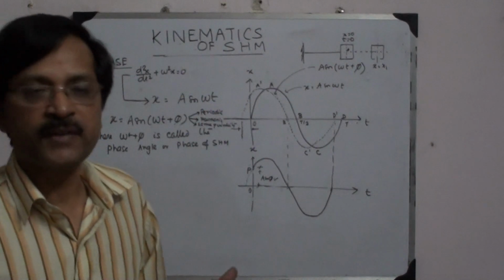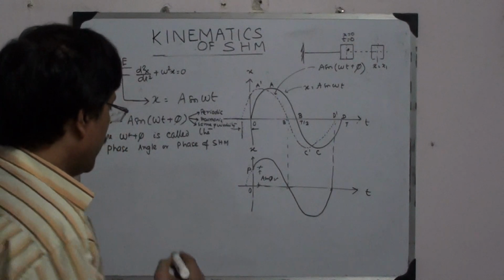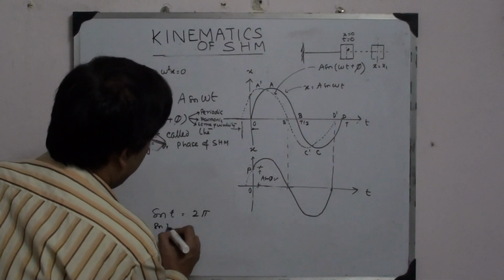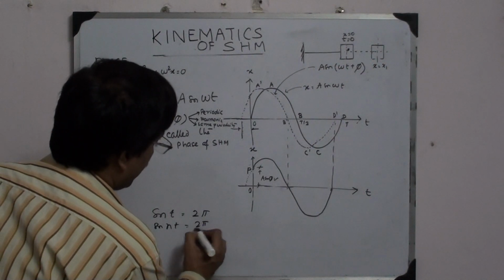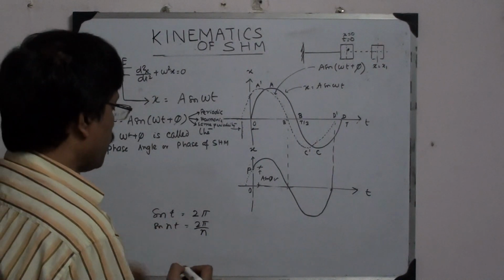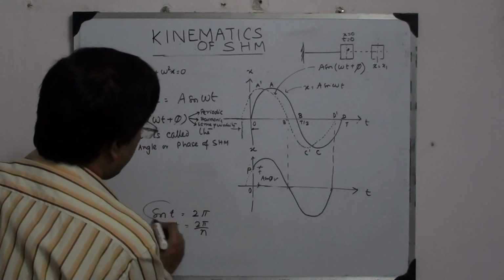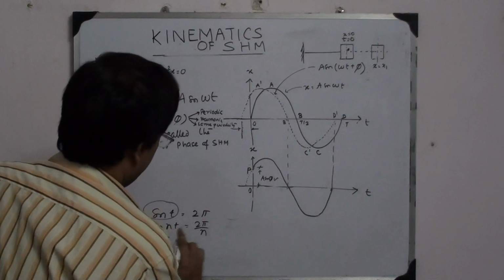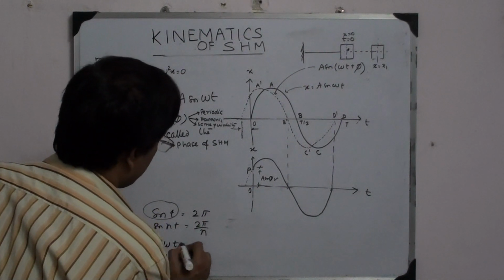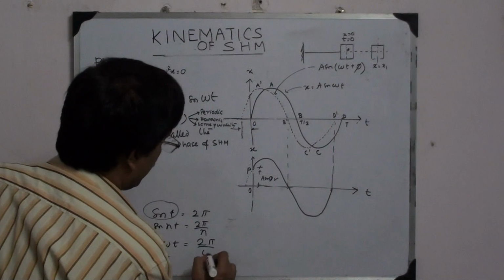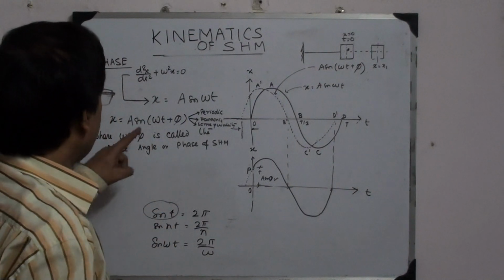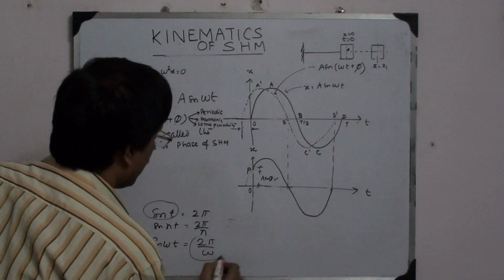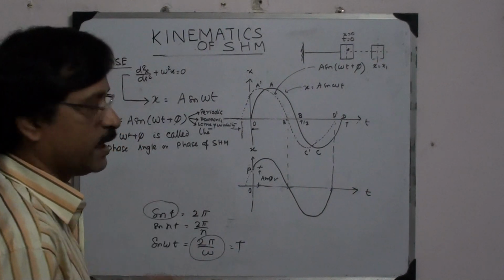What is the periodicity of a sin omega t? Well, you know, if sin t has a periodicity of 2 pi, sin nt has a periodicity of 2 pi by n. In this case, n is nothing but omega. So a simple sin t function has a periodicity of 2 pi, and the sin omega t function has a periodicity of 2 pi by omega. And therefore, a sin omega t plus phi also has a periodicity of 2 pi by omega, which is the time period, where omega is the angular frequency.